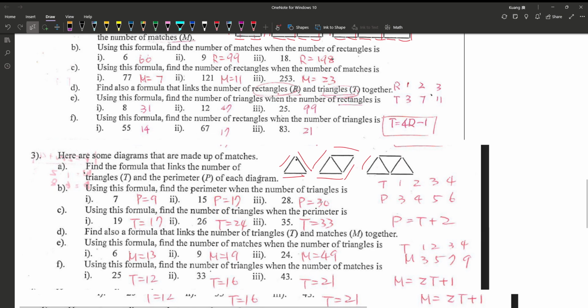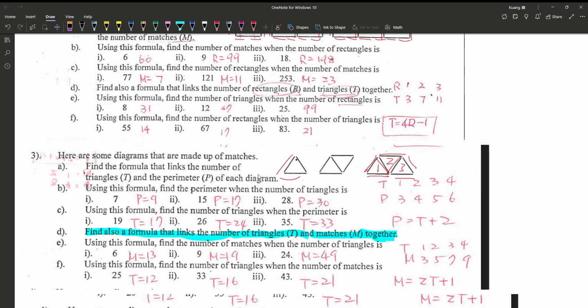Okay, that's it. Have a look at D. In D, you also find the link between the number of triangles and the matches used. So how many matches? Again, I have 1, 2, 3 triangles. When I have one triangle, I use 1, 2, 3 matches. When I have 2 triangles, I use 1, 2, 3, 4, 5 matches. When I have 3 triangles, I use how many? 1, 2, 3, 4, 5, 6, 7.